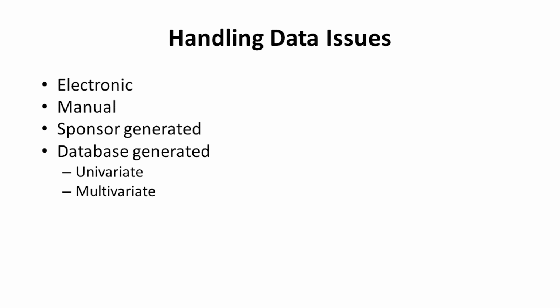Database generated discrepancies are due to failure of entered data to pass a validation check as applied by a database. They may be univariate, meaning a single data element error, for example, not using a provided pick list or missing data in a field. Or they may be multivariate, meaning multiple data element errors, for example, a male patient with a positive pregnancy test. Let's take a closer look at data discrepancies for an IND sponsored trial.